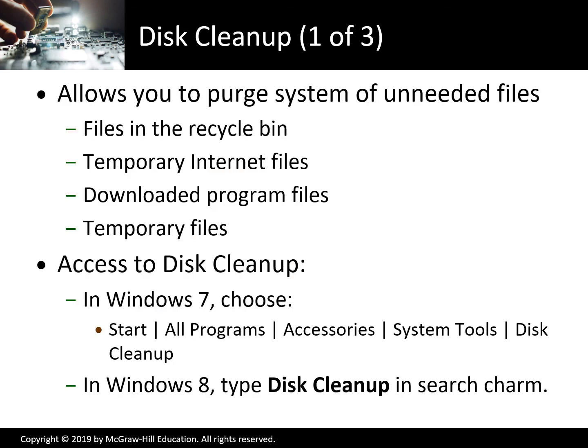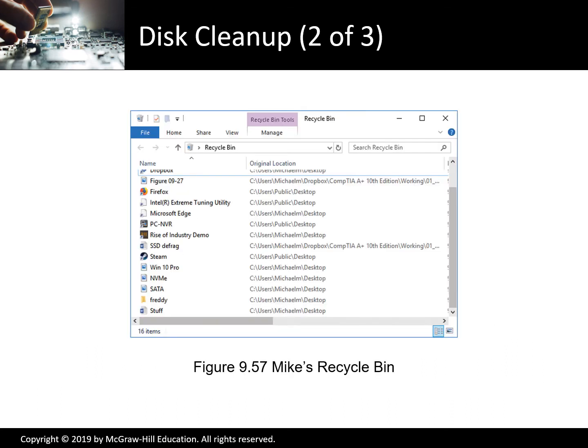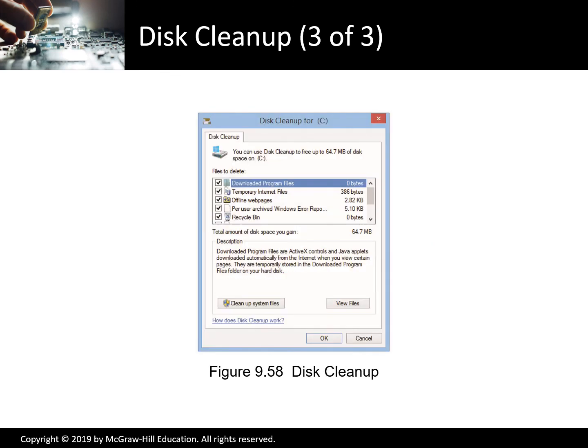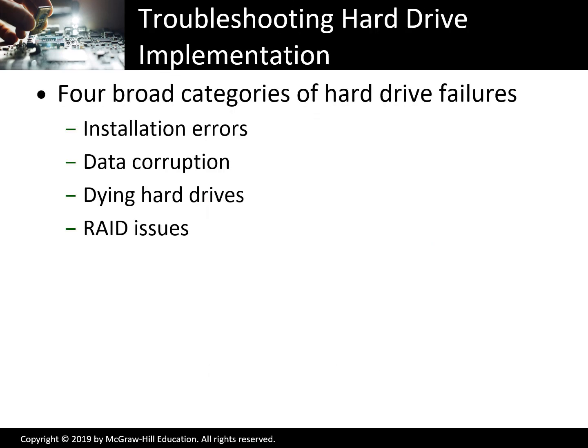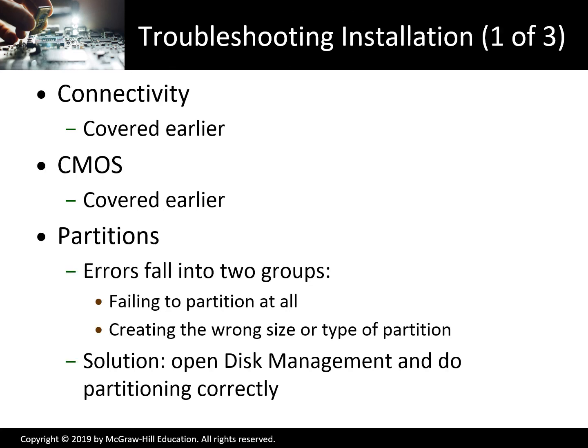Now, Disk Cleanup. You're getting rid of files that you don't need, temporary files, downloaded programs, etc. And you can access Disk Cleanup in Windows 7, 8, and 10. And more on that later. Then troubleshooting. There are four broad categories for hard drive failures: installation, data corruption, dying hard drives, and RAID issues. So if you do a good job and follow good procedures, installation should go well.